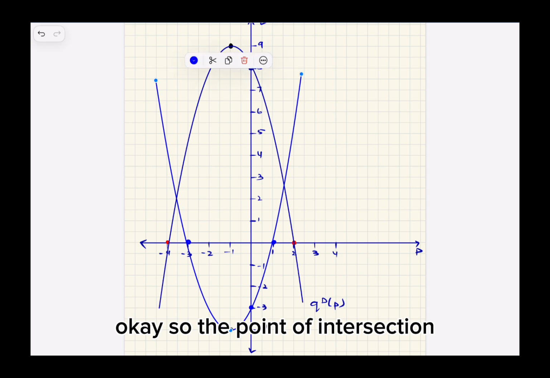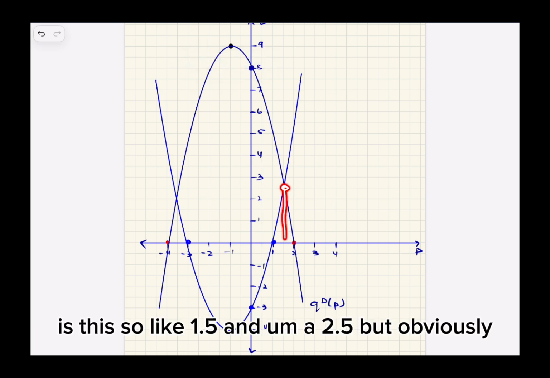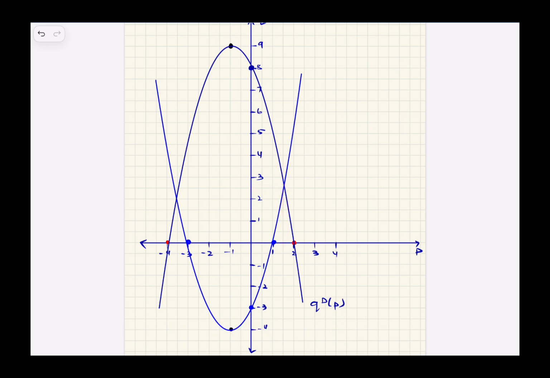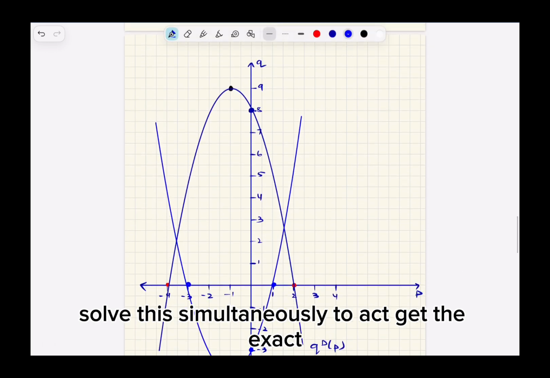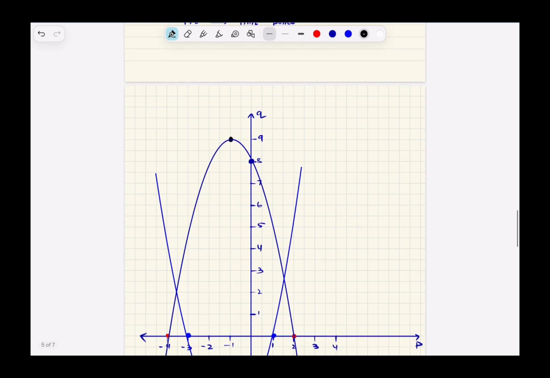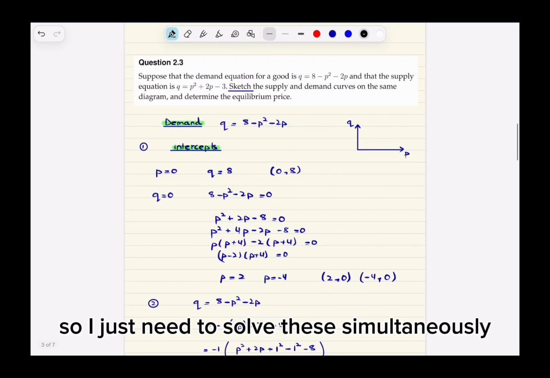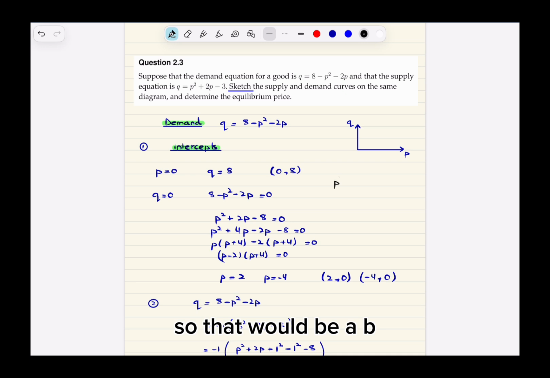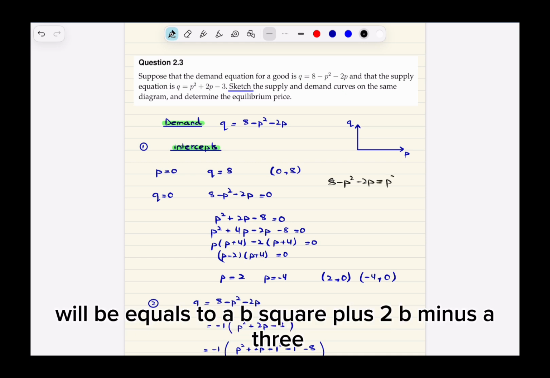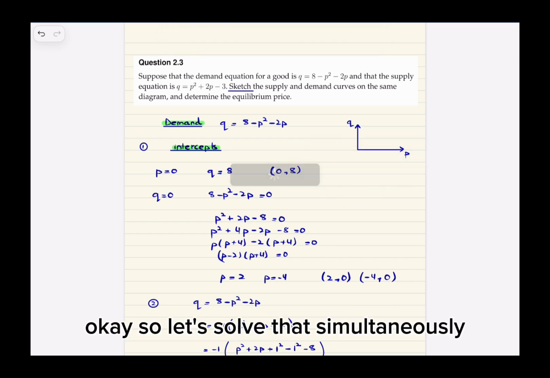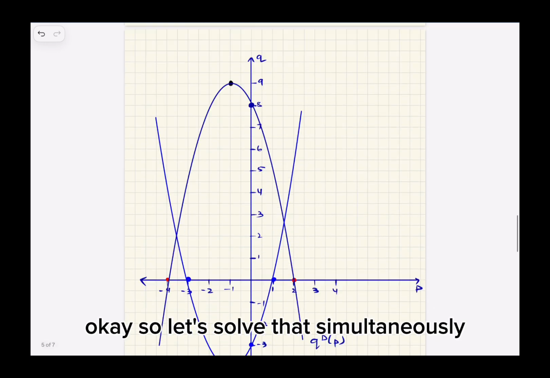Okay, so the point of intersection is this. So like 1.5 and 2.5, but obviously I will need to solve this simultaneously to get the exact value of the point of intersection. So I just need to solve these simultaneously. So that would be 8 minus p squared minus 2p equals p squared plus 2p minus 3. Okay, so let's solve that simultaneously.